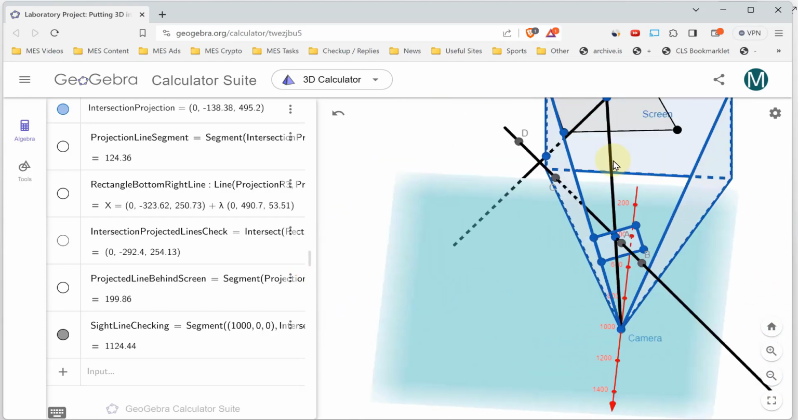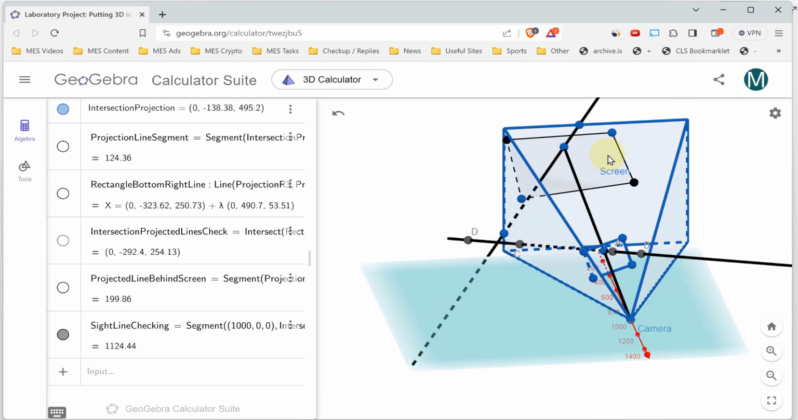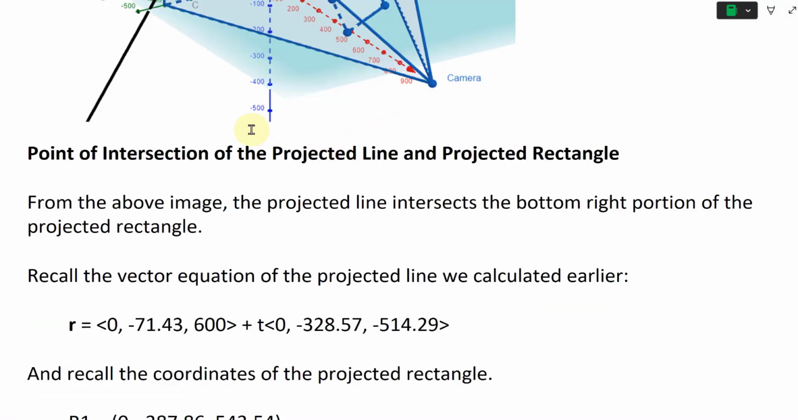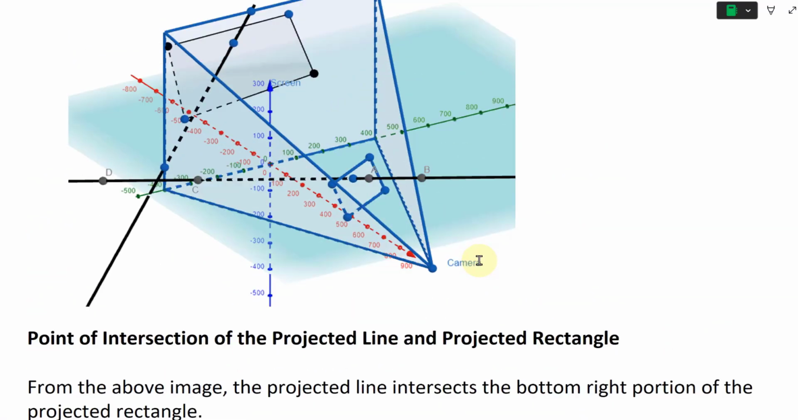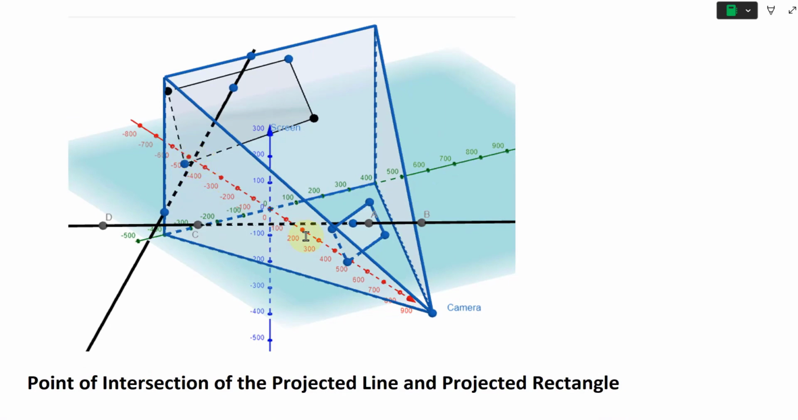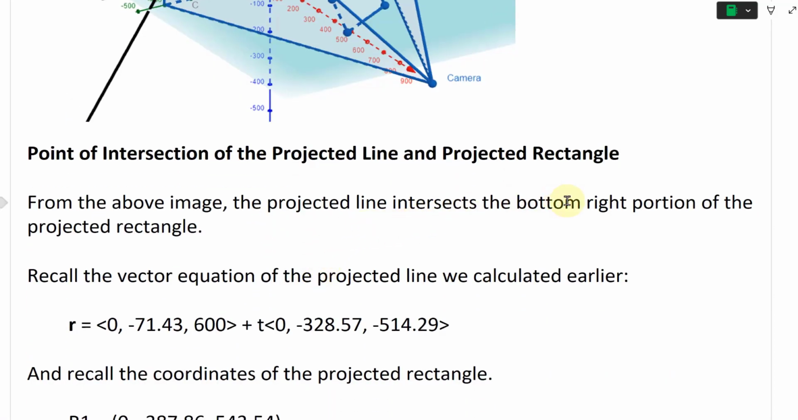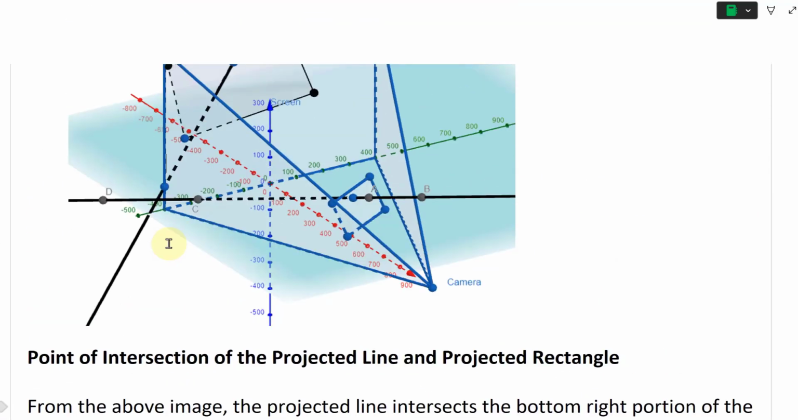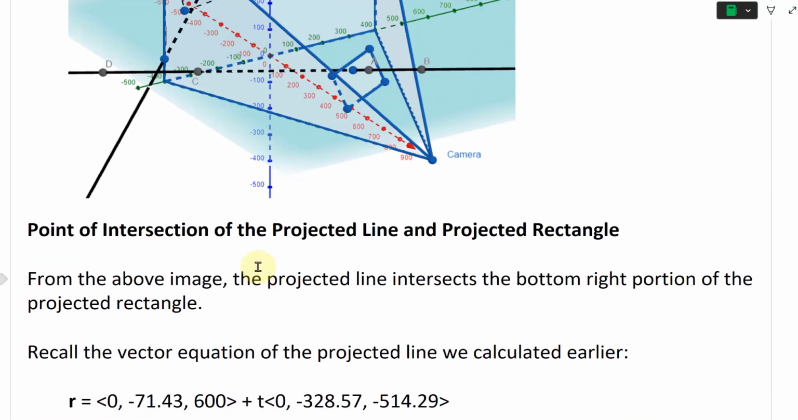Let's move this like this. And now the next section of this problem. Now let's find the point of intersection of the projected line and the projected rectangle. So that's this point right there, where it crosses. This is the bottom part of the rectangle, and the line crosses somewhere here. We've got to find that point, and then we're going to remove that whole section from it. From the above image, the projected line intersects the bottom right portion of the projected rectangle. I'm just going to call that bottom right.